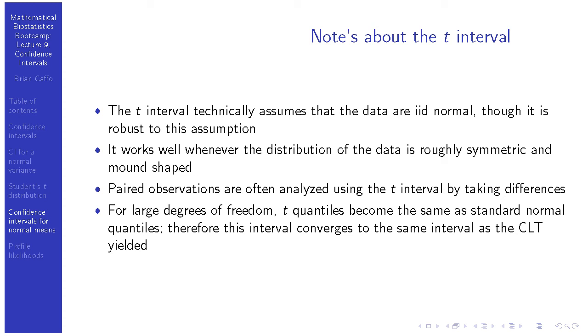And then for large degrees of freedom, the t quantiles become the same as the standard normal quantiles. And so this interval just converges to the same interval that you get as the CLT.